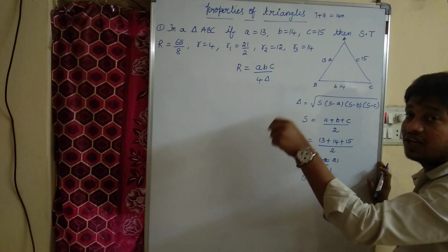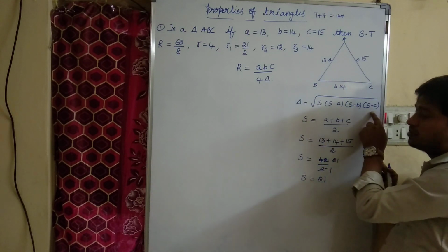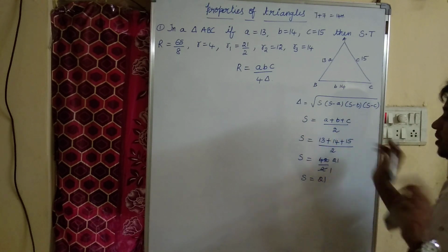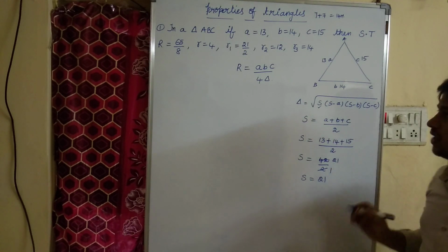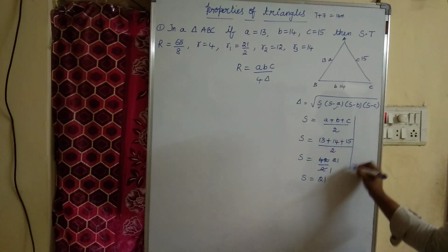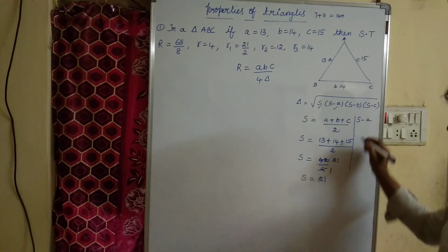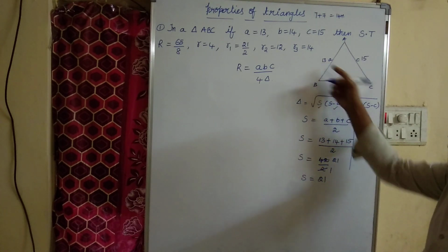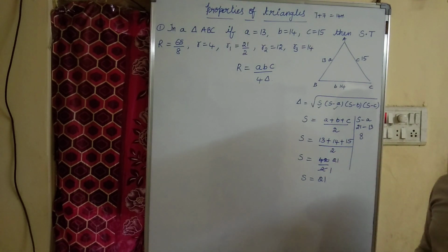What is the formula for the area of the triangle? If the sides are given, root over s into s minus a into s minus b into s minus c, and the formula for s is a plus b plus c by 2. We found the s value. Now we have to find s minus a. S minus a is 21 minus 13, which is equal to 8.